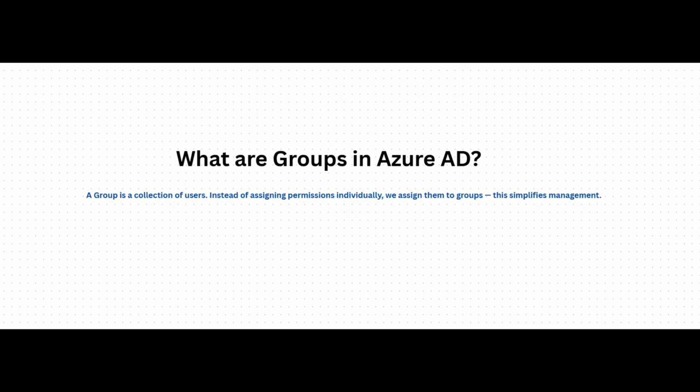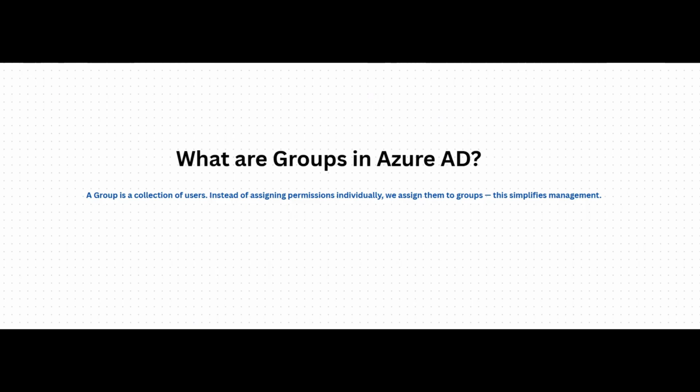So what exactly are groups in Azure AD? Simply put, a group is a collection of users. Instead of assigning permissions individually to every single user, we can assign them to a group, which makes access management much simpler and more efficient.